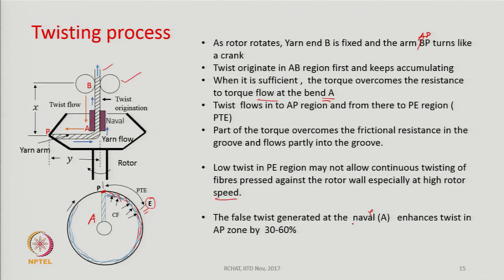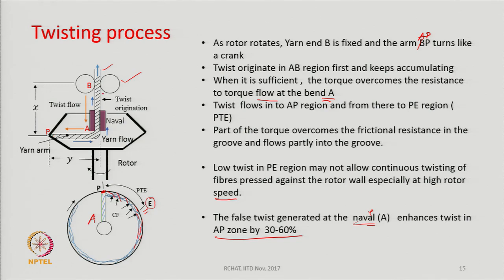The false twist generated at the navel enhances twist in the AP. We will discuss this part now, that is the false twist generation at the point A. We will see the next slides, we will discuss it in more detail. So, for the time being, if we do not consider the false twist part, what we have learned is that every revolution of the yarn arm AP generates one turn of twist.